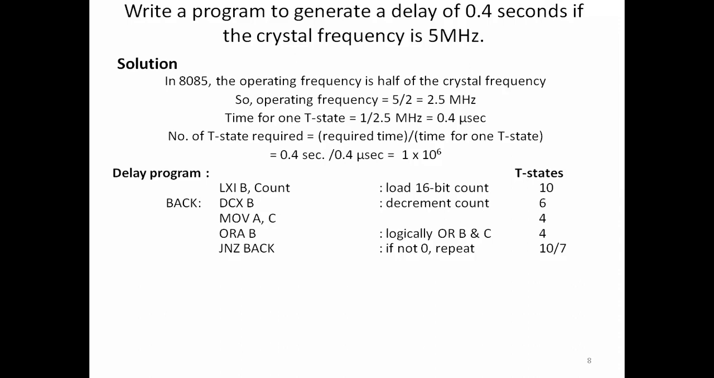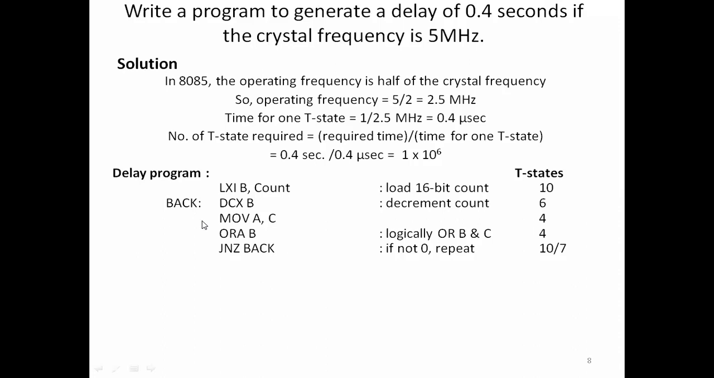So DCX B will be decrementing the content of the BC pair register by 1. How will the BC pair register content be decremented? In the BC pair, the B register contains the higher order number and the C register contains the lower order number. So first of all, the lower order number will be decremented by 1, and when the C register content becomes 0, it will start decrementing the B register content. So it means a long time will elapse while using the 16-bit count.